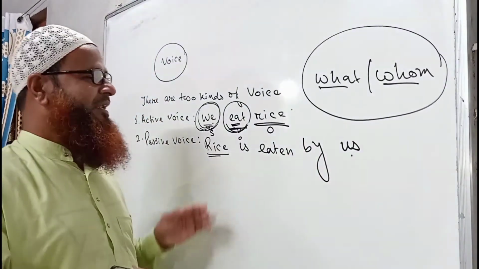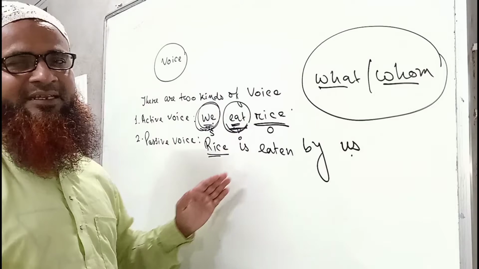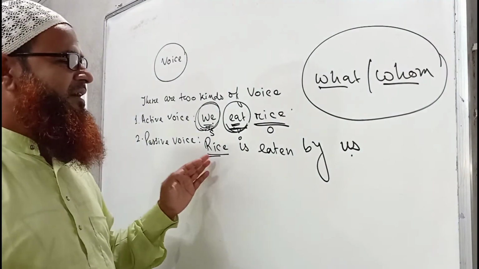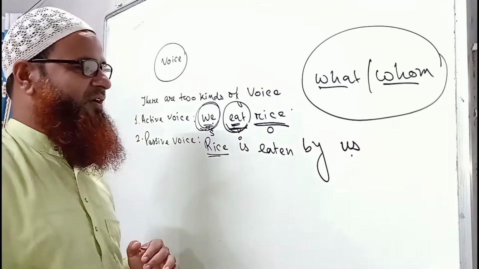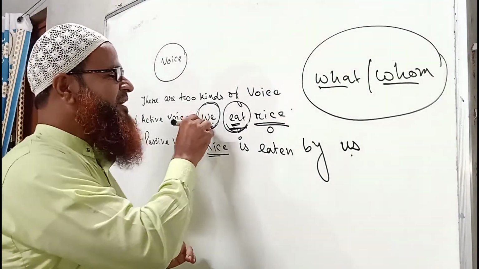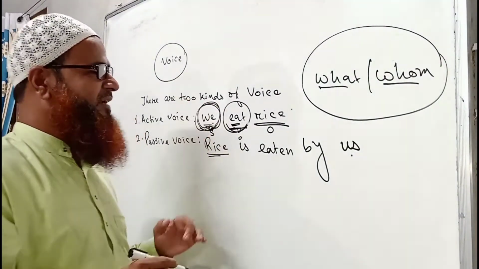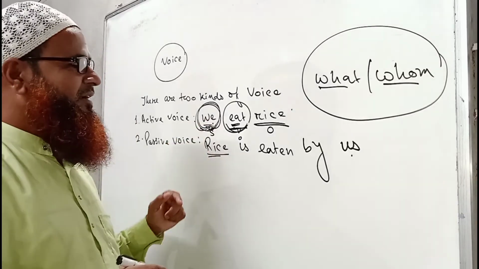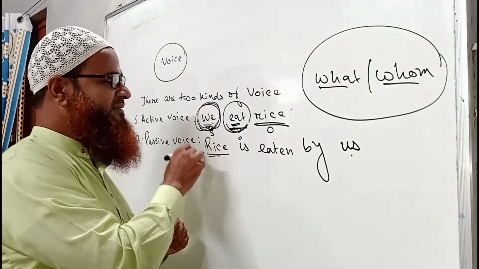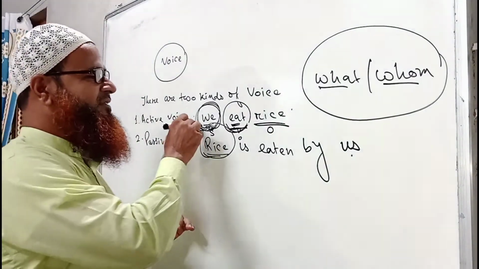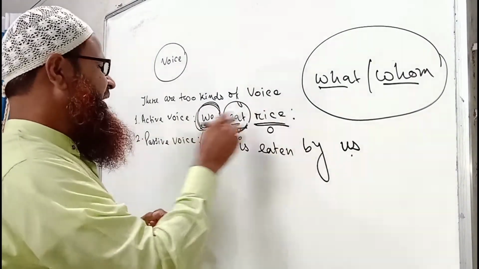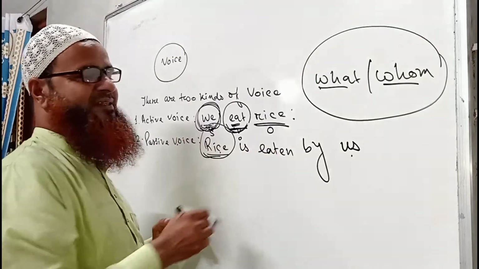Okay, now we try. This is a sentence of active voice, where rice is eaten by us. This is a sentence of passive voice. Here the emphasis is given on the subject we. Now here the emphasis has been given on the object rice. That is why this is an active voice and this is a passive voice.